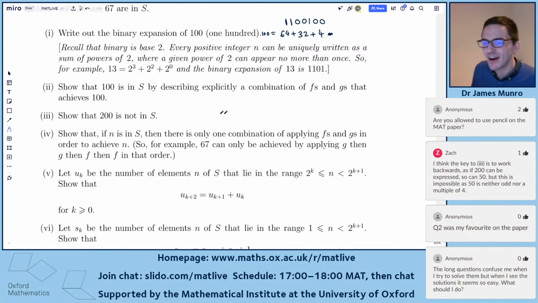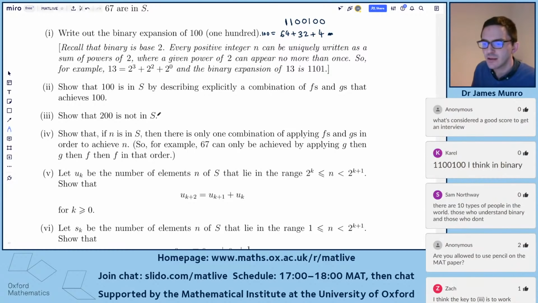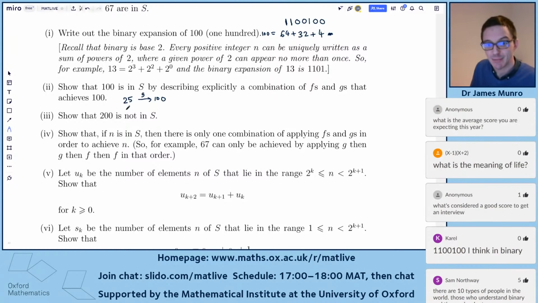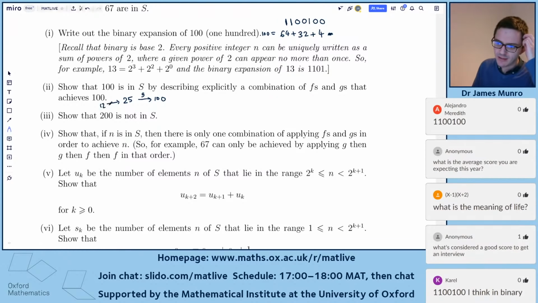Never mind. Okay, part 2. 100 is in S, so we need to find some F's and G's, and I think the strategy of messing around with F's and G's works for this, because we're done if we can make 25, because if we can make 25, then we can go from 25 to 100 by multiplying by 4, which is what G does. So now the question is, can we make 25? I think I can make 25 by starting at 12 and applying F. And in fact, I think the thing that you want is GF of 1. So those 4 functions applied in that order.